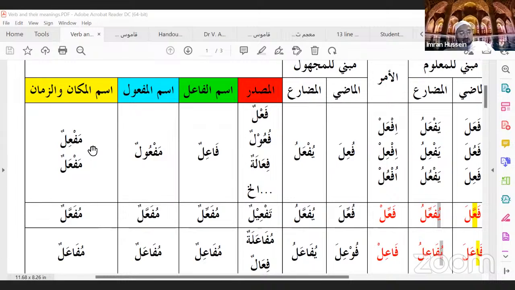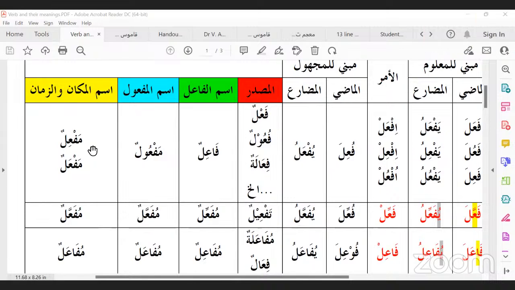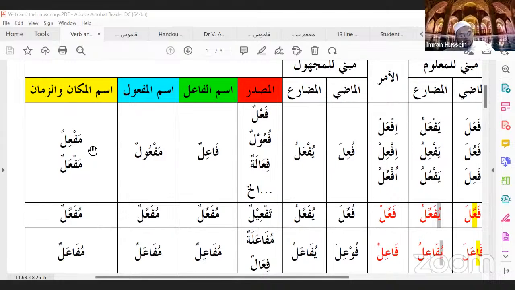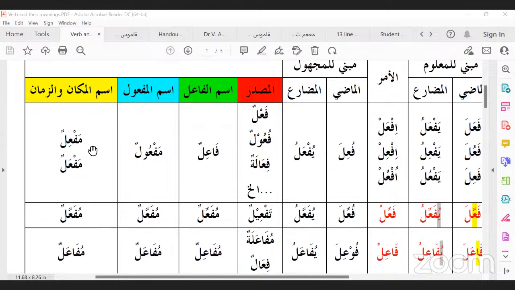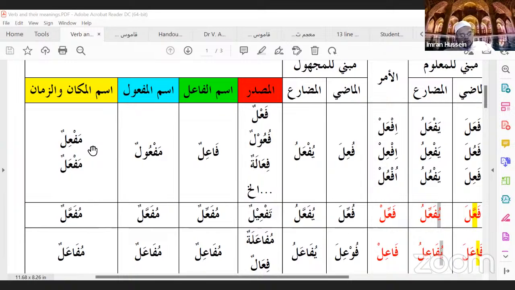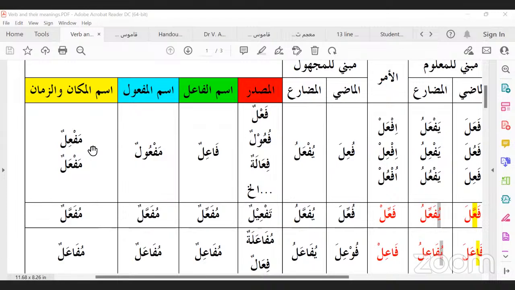Maf'alatun, which is the pattern of madrasatun. Maf'alatun. Madrasatun. Clear? Yes. Thank you.